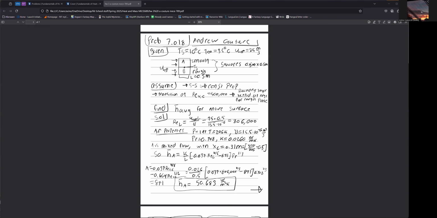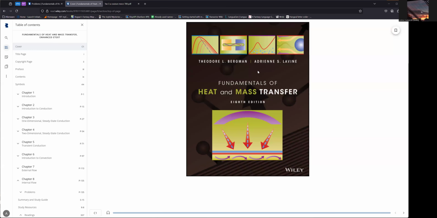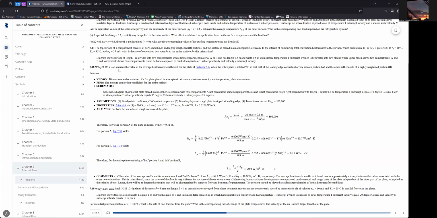Hello, my name is Andrew Kucher, and today I'm going to be solving problem 7.18 from Fundamentals of Heat and Mass Transfer by Bergman and Levine. Just for a brief rundown of the question, 7.18 is calculate the average heat transfer coefficient for the plate from problem 7.17 when everything is rotating 90 degrees.